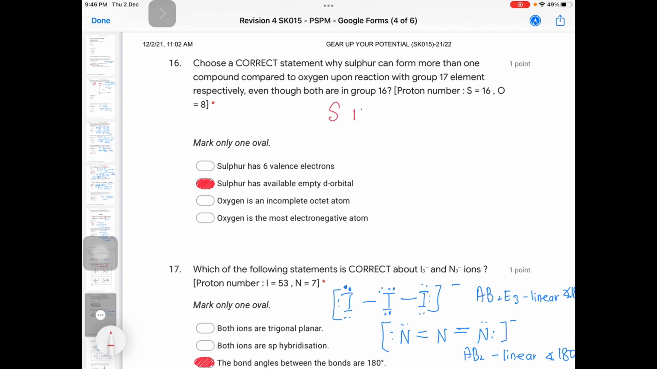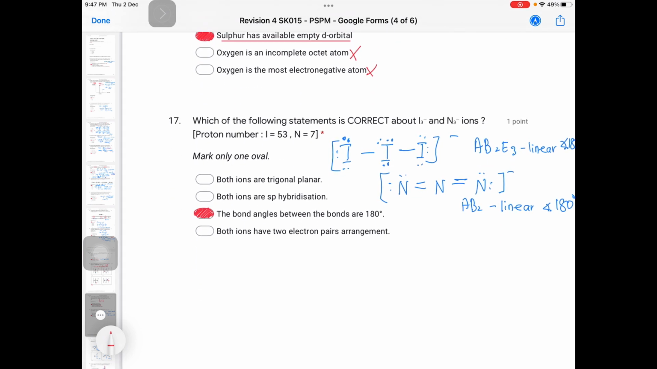sulfur is group 16, oxygen is also group 16, so it has 6 valence electrons, and this one also has 6 valence electrons. So the difference, sulfur has 6 valence electrons, not possible, because oxygen also has 6 valence electrons. Oxygen is an incomplete octet atom, not possible. Oxygen is the most electronegative element, so this one is also wrong. So the most correct answer is sulfur has an available empty d orbital, because it is in period 3. Sulfur is in period 3, so it has empty d orbitals.